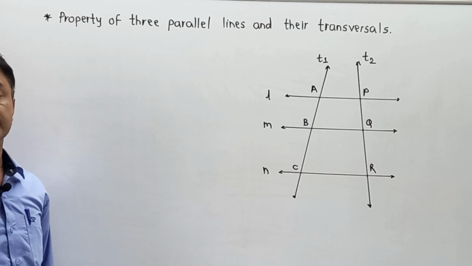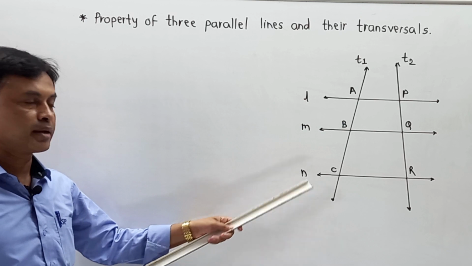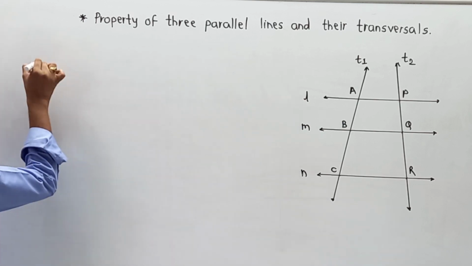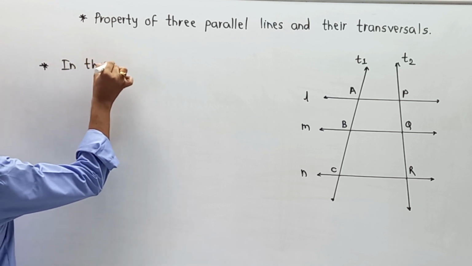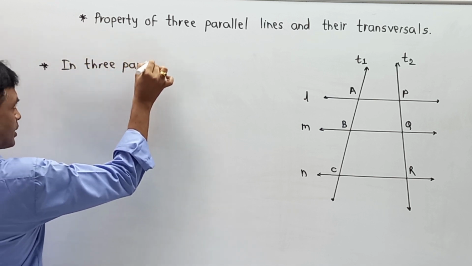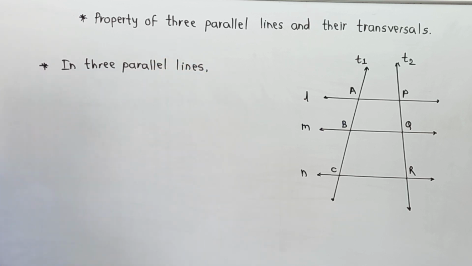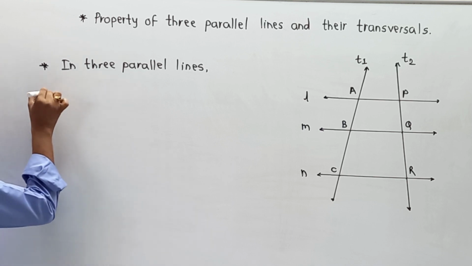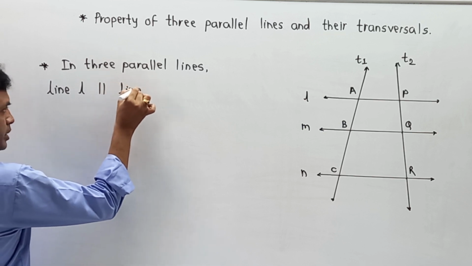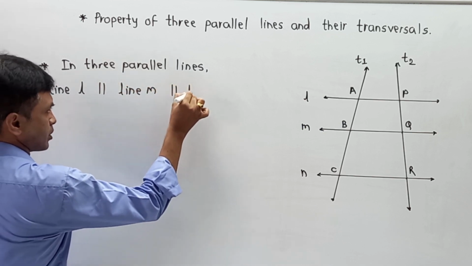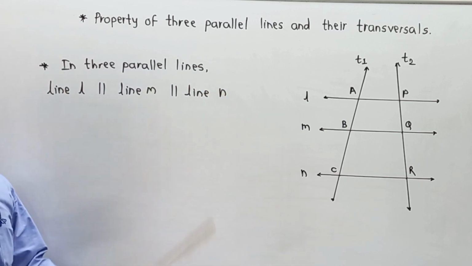From this entire structure, what will be the data available with us? अगर हमें ऐसा कोई पार्ट दिया जाता है तो इससे रिलेटेड हमारे पास डाटा क्या क्या अवेलेबल होगा. First, line L is parallel to line M, parallel to line N, in three parallel lines. The writing part is line L parallel to line M, parallel to line N. This is the symbolic presentation of parallel lines over here.